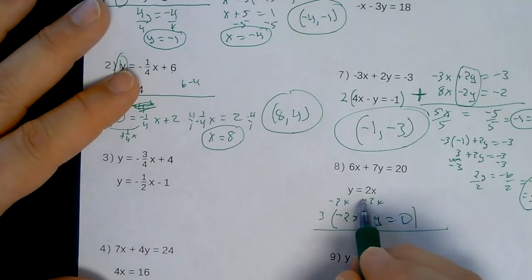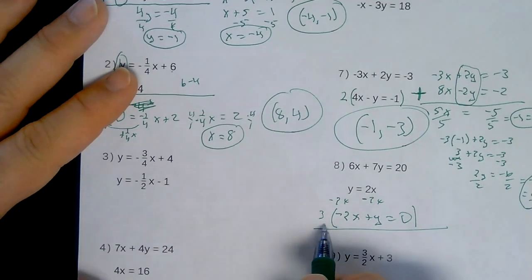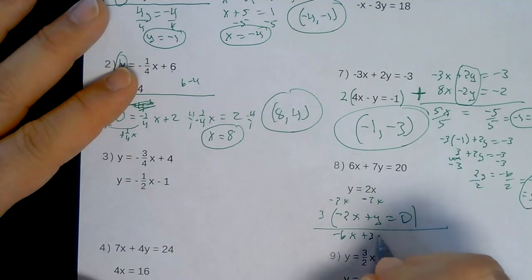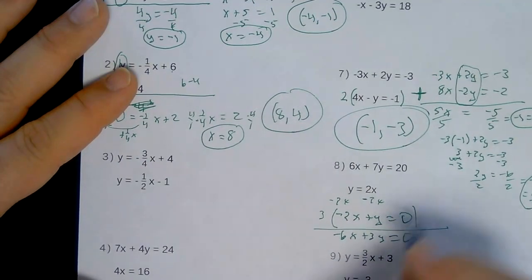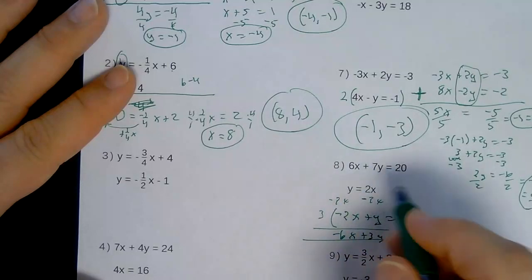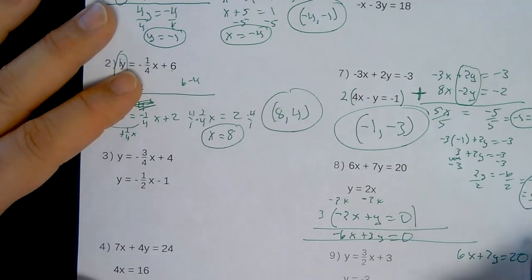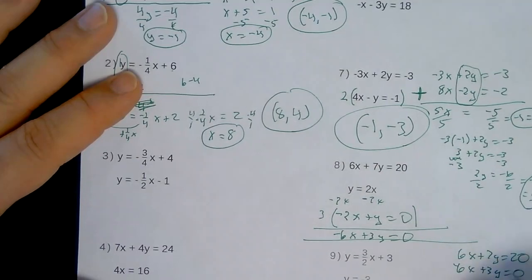Again, I subtracted 2x on both sides. Then I times by 3, and that will give me negative 6x plus 3y is equal to 0. Now let's see what we have. So here's my original. Original was 6x plus 7y is equal to 20. And then my new equation is negative 6x plus 3y is equal to 0.